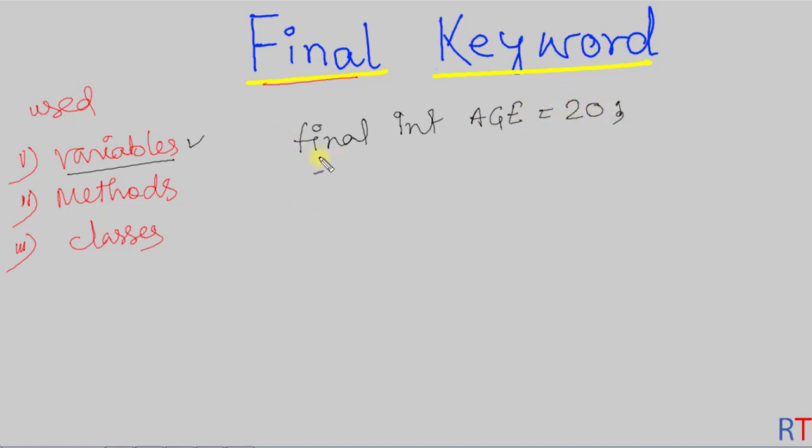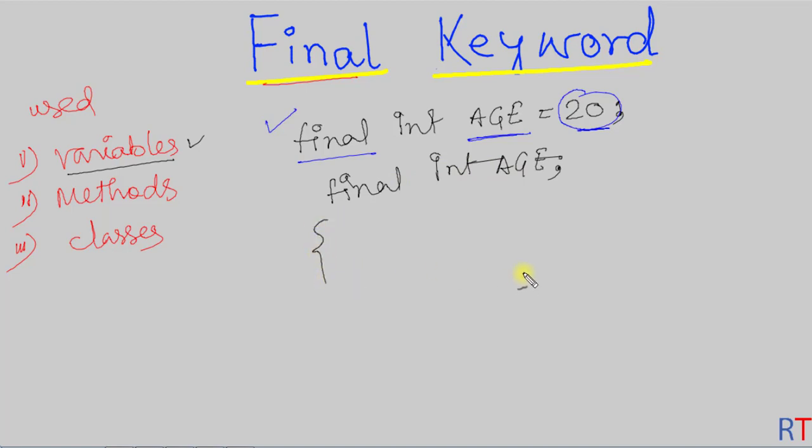So once we create one final variable, that means the variable is a constant now. Whatever value it has, we cannot modify or change the value of the variable after we initialize that variable with one value. So there are three ways we can initialize one variable. We can directly initialize the variable at the time of declaration, or we can first declare one variable like final int age, and then to initialize that final variable we can create one instance initialization block inside of which we can initialize our final variable.